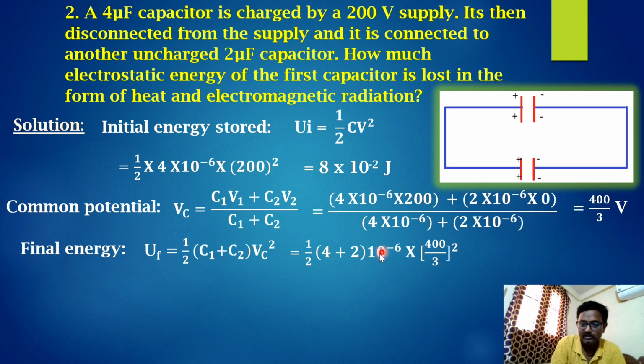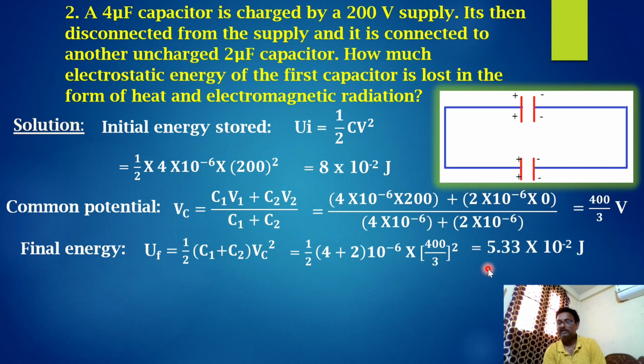Then half bracket of C1, C2, they are 4 and 2 microfarad. So I can write 10 power minus 6 commonly outside. Micro means 10 power minus 6. Inside the bracket there will be 4 plus 2, into VC squared, where VC we got 400 by 3, that is 400 by 3 whole squared. Then we will get 5.33 into 10 power minus 2 joule.